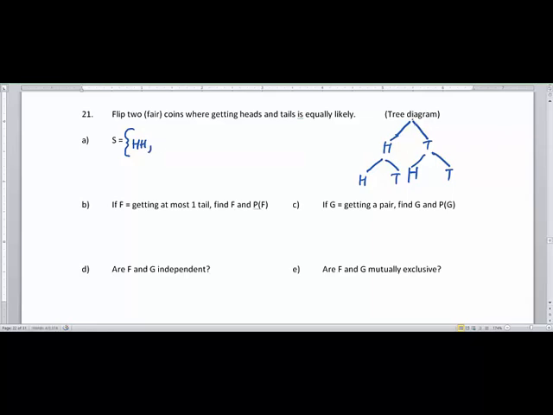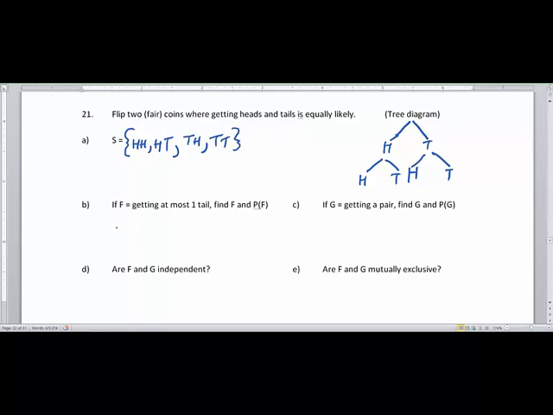Now, let's go down this path. Heads, tails. This is another possibility. What would the next 2 be? The next 2 results would be getting a tails, then a heads, and then getting 2 tails in a row. So your sample space has 4 elements in it: heads, heads; heads, tails; tails, heads; tails, tails.